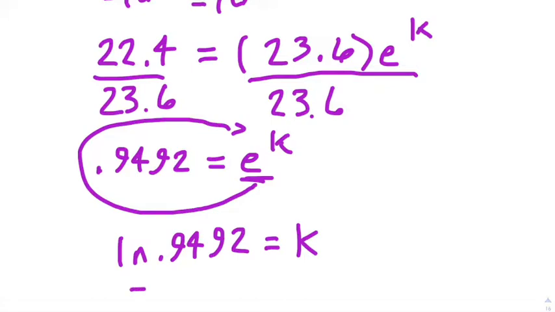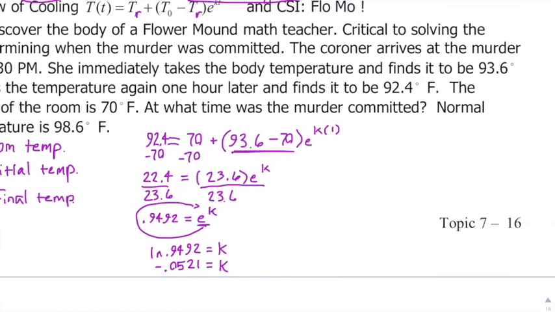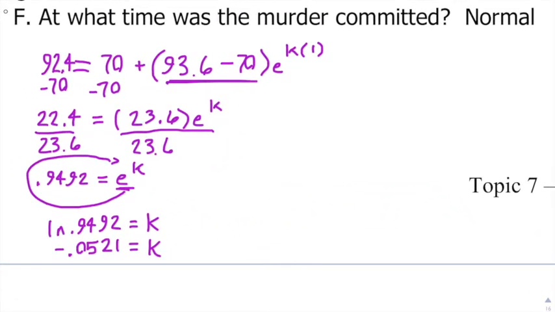And that comes out to negative 0.0521 right there, and that's our k value. It's negative because the temperature is going down. Now that doesn't tell us what our answer is. That just tells us the rate at which the temperature is decreasing given the temperature in the room.